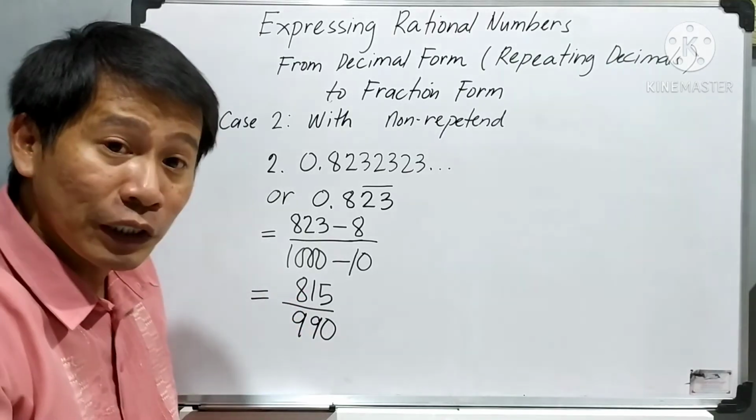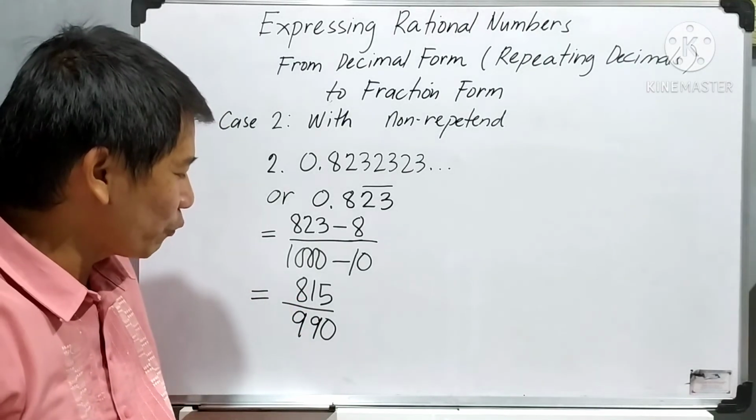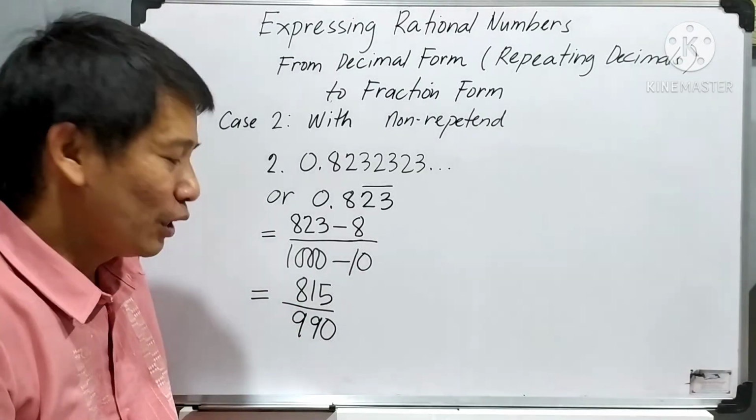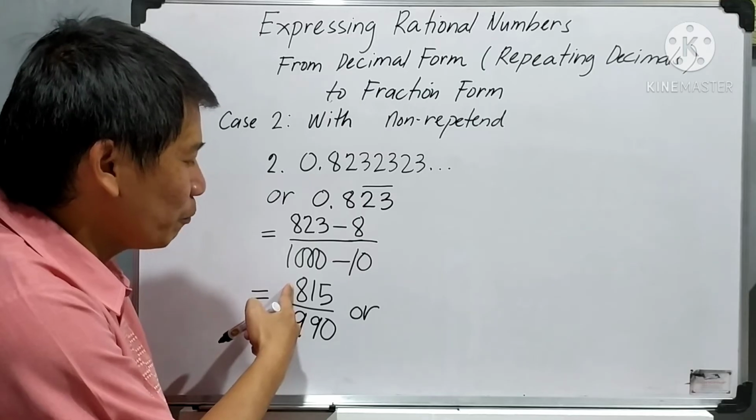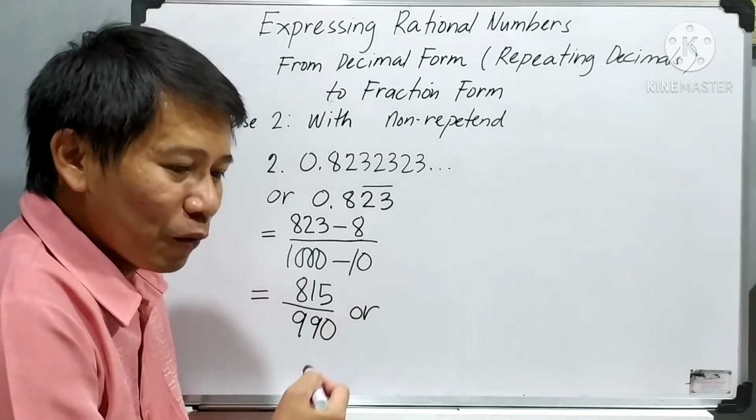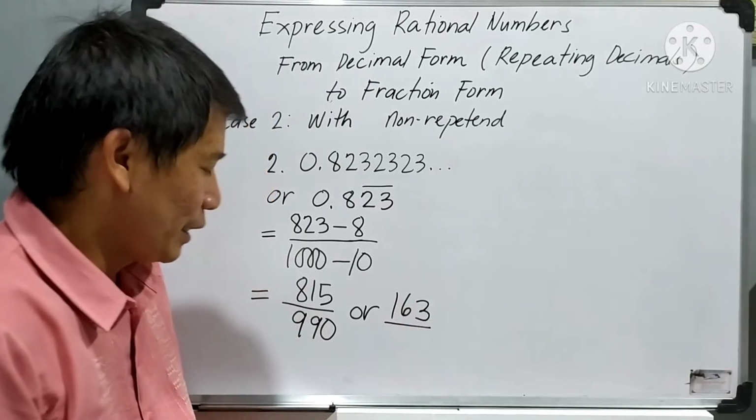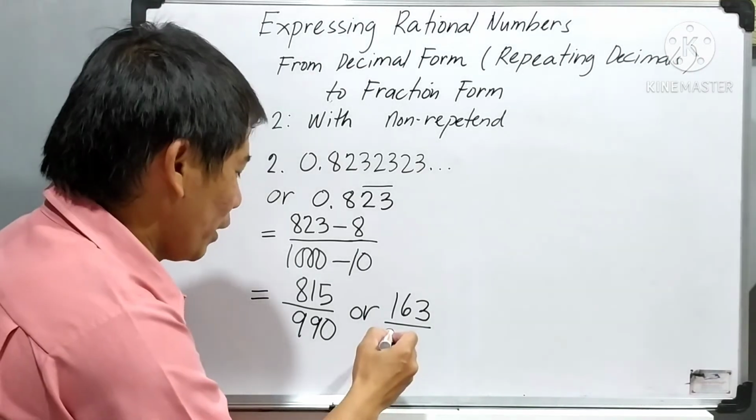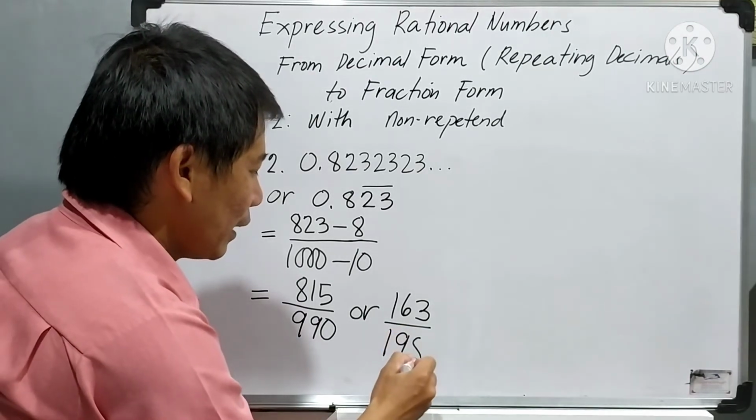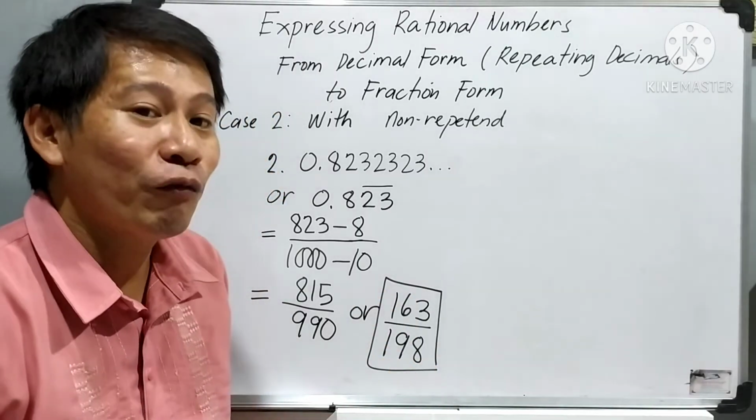But as you will observe, it can still be reduced to the lowest term. I think the only common factor is 5. So we divide 815 by 5, and the answer is 163. Over 990 divided by 5, the answer is 198. And this will be our final fraction.